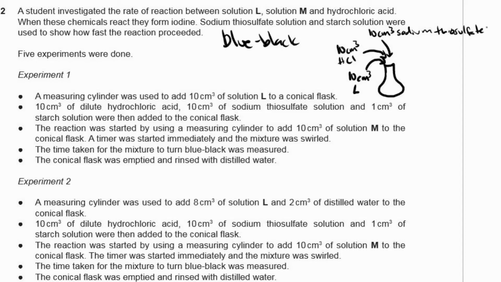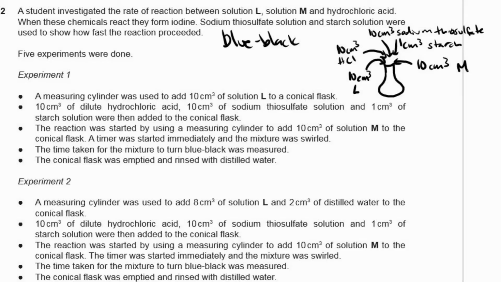thiosulfate, and 1 centimeter cubed of starch. Lots of things are going into this flask. 1 centimeter cubed of starch. And then, once all these things are added, the reaction was started by using a measuring cylinder to add 10 centimeters cubed of solution M. 10 centimeters cubed of M.